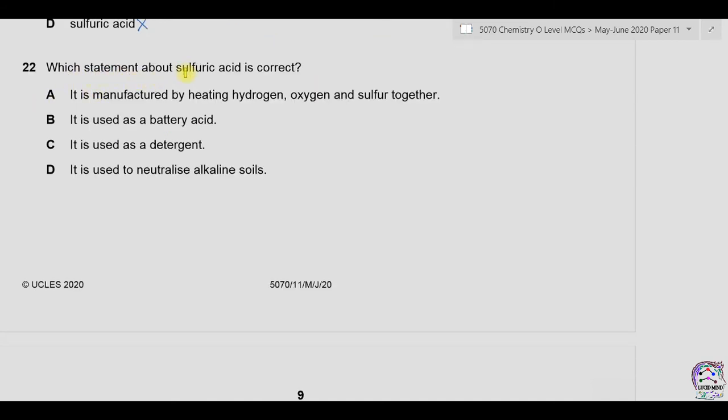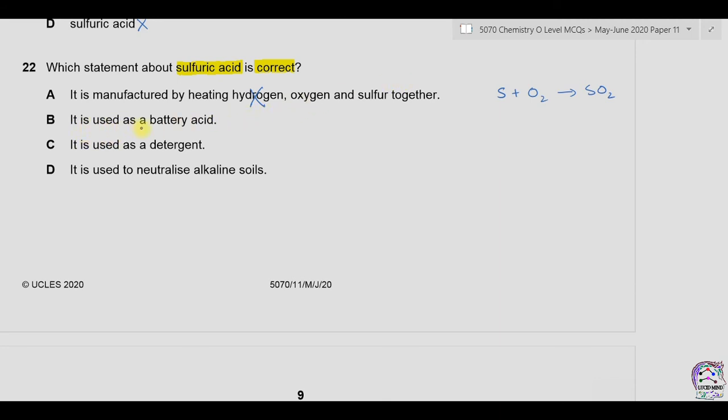Question 22. Which statement about sulfuric acid is correct? A. It is manufactured by heating hydrogen, oxygen and sulfur together. Now in the manufacture of sulfuric acid, the first step is to burn sulfur in the presence of oxygen to form sulfur dioxide. There is no hydrogen involved, so therefore this is incorrect.